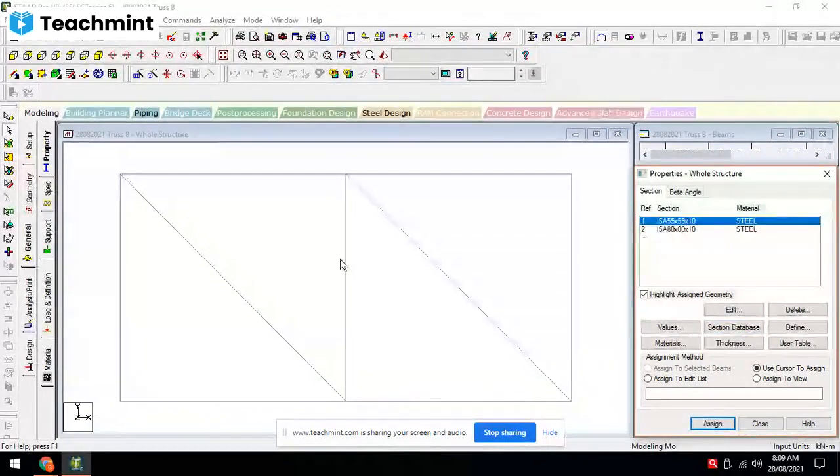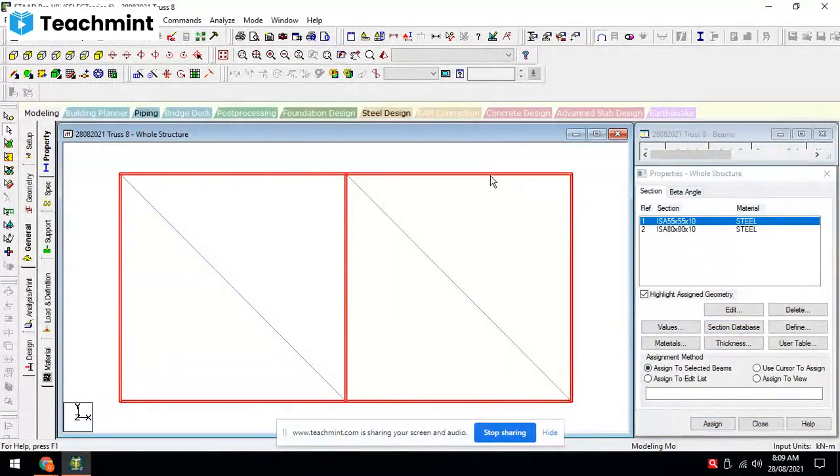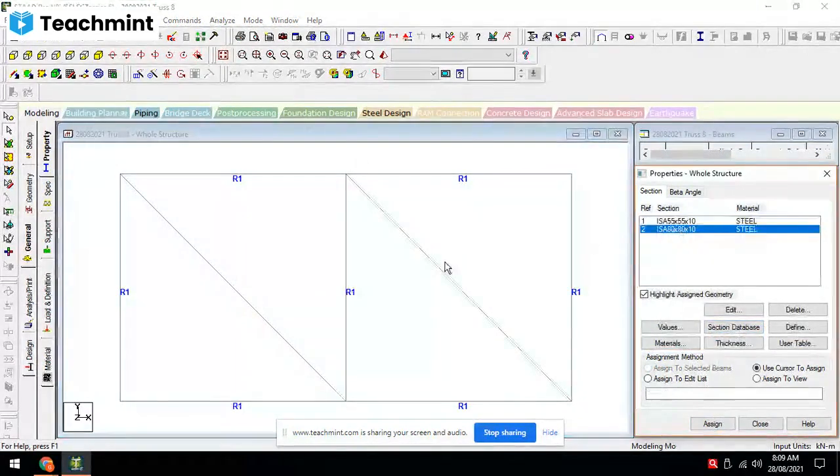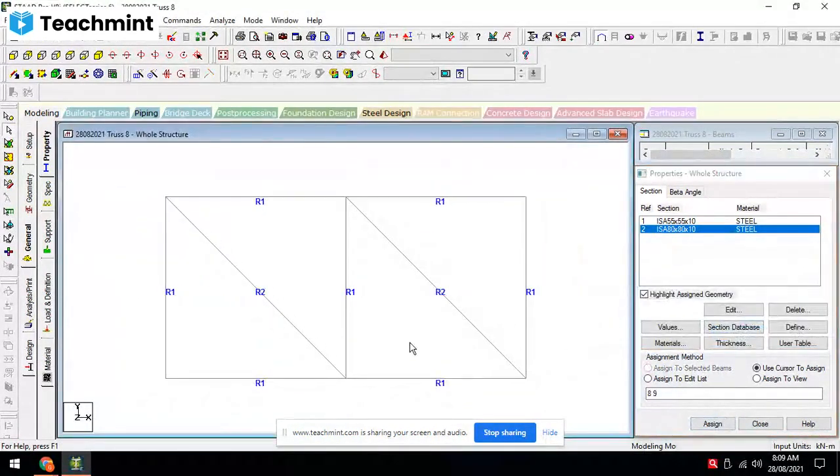So this section is provided to all the horizontal and vertical members. Press the control button and select all the members. Assign to selected beams, assign. And for inclined members, it is ISA 80 by 80 by 10, that is 1500 mm square area, right? So material is assigned, properties are also assigned, right?